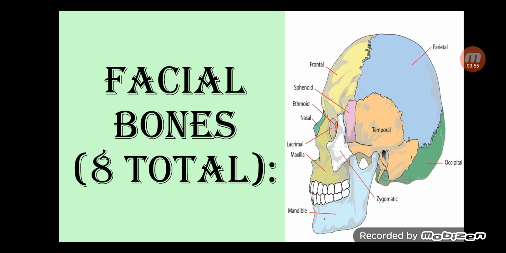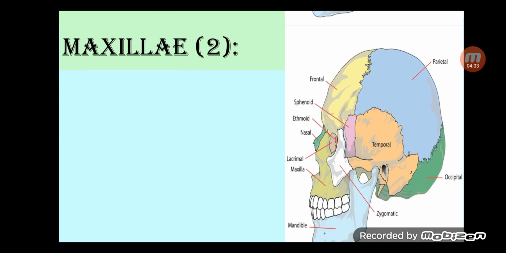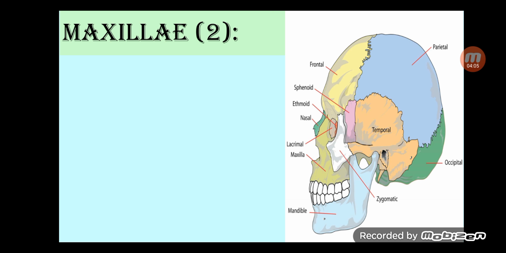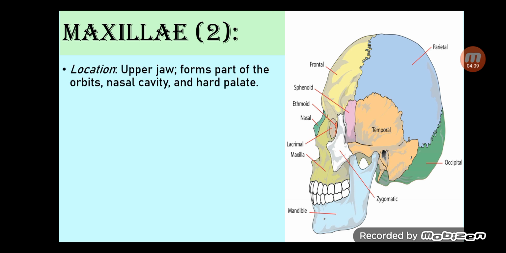Now we will talk about the 14 facial bones. Sorry, they are not 8. There are 14 facial bones, and there are 8 cranial bones and 14 facial bones. The first one is the maxilla. There are 2 in number, and that means they are paired bones.